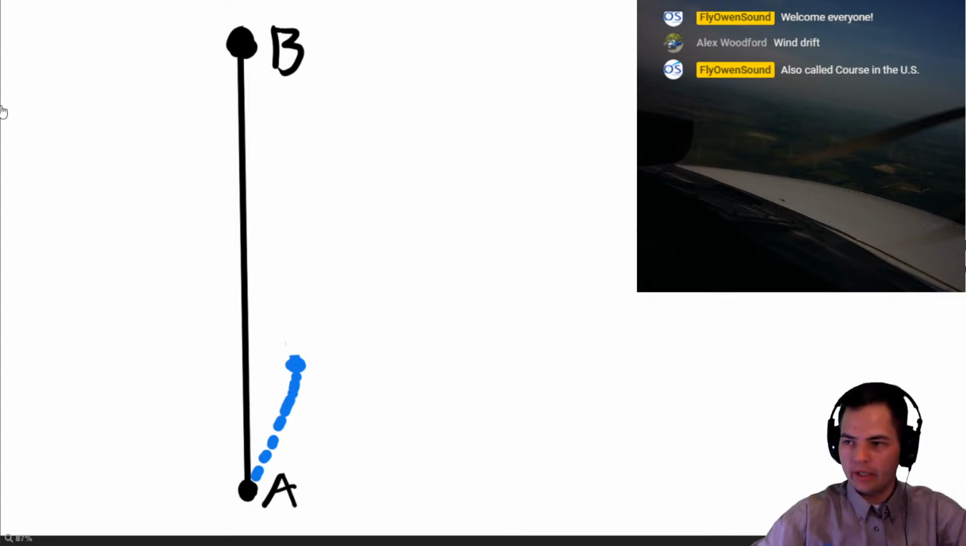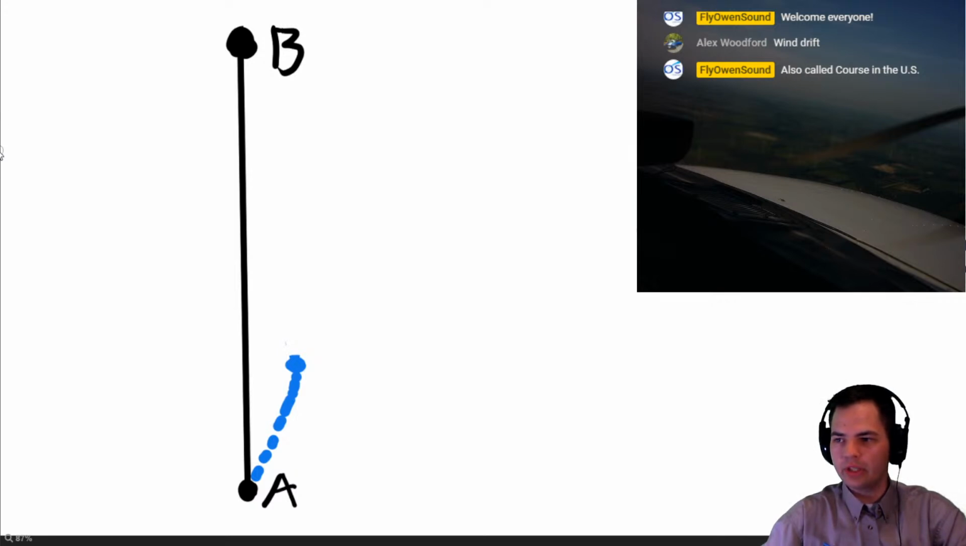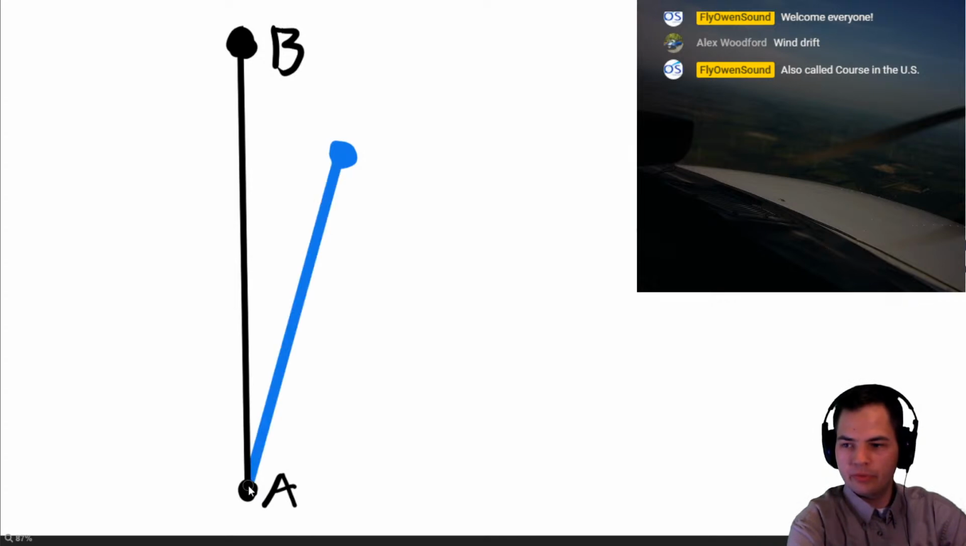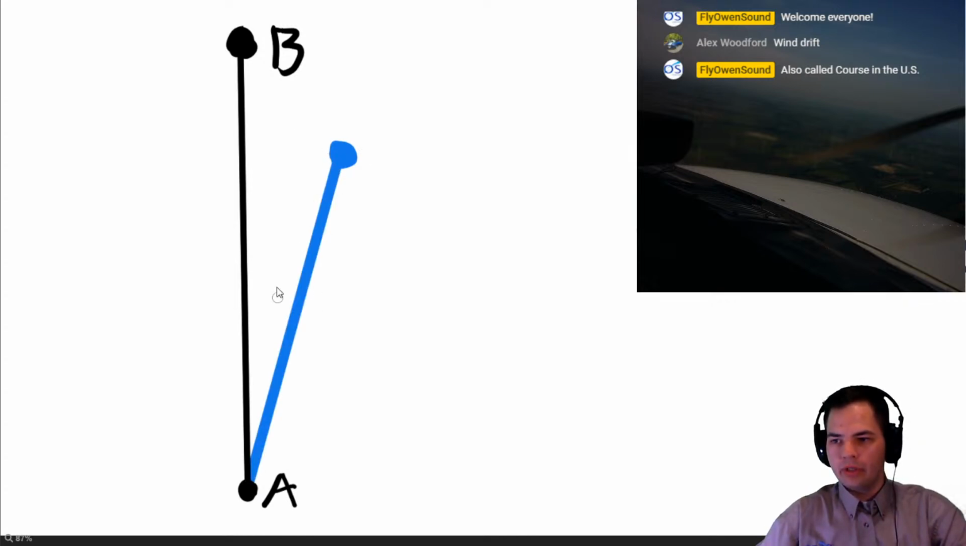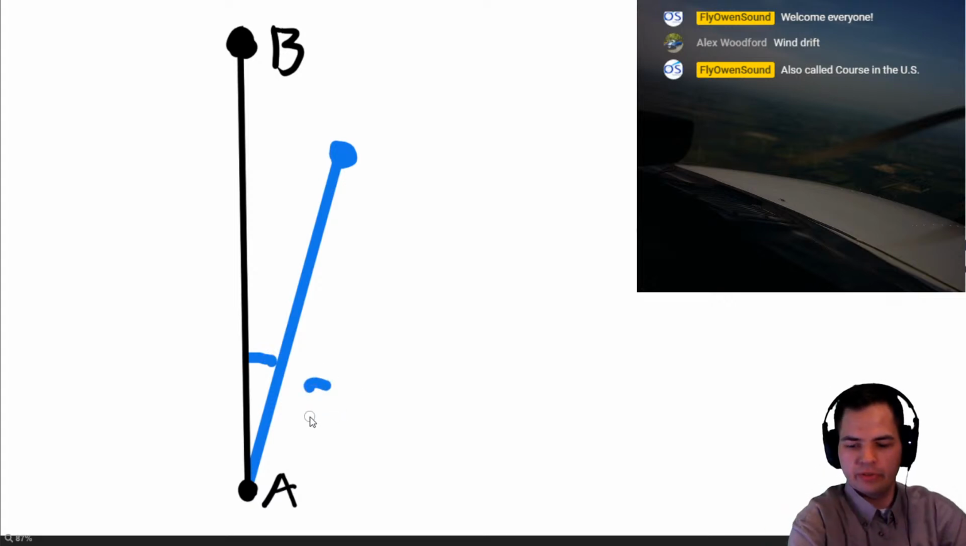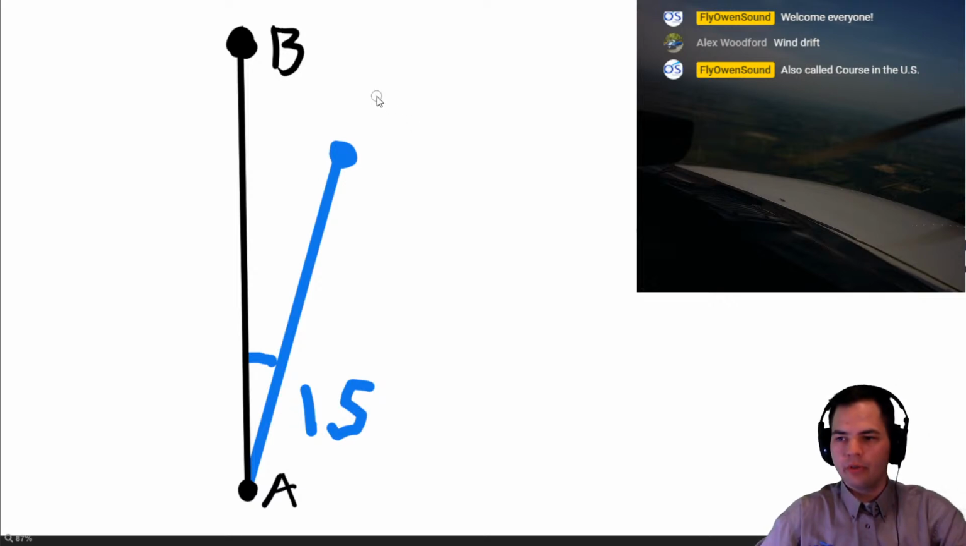So I was saying that this one can only be used in the first half of the trip, so I want to show you that. So let's say we end up out over here. In this case, we have a track error. Let's say, I don't know, that's 15 degrees. So we're off by 15 degrees.